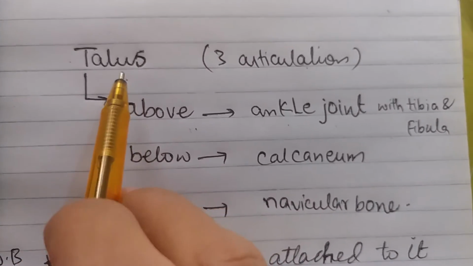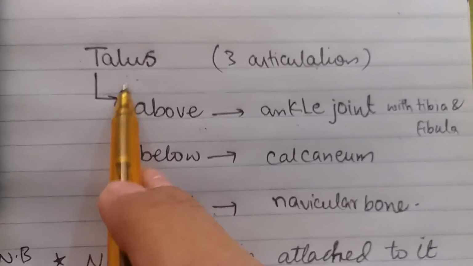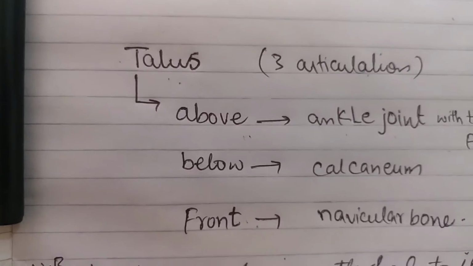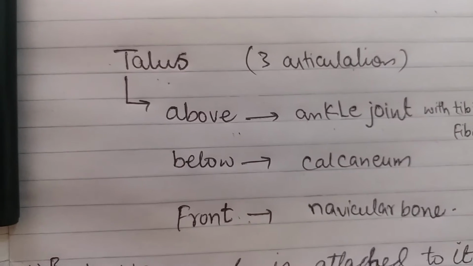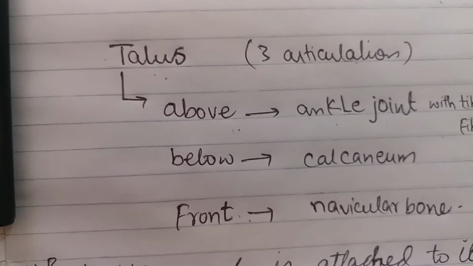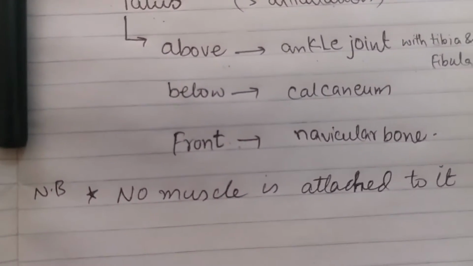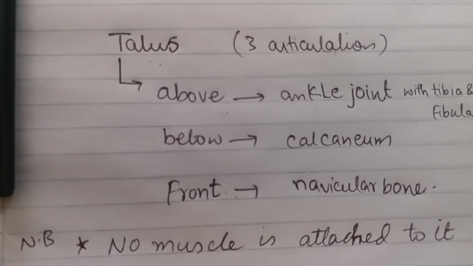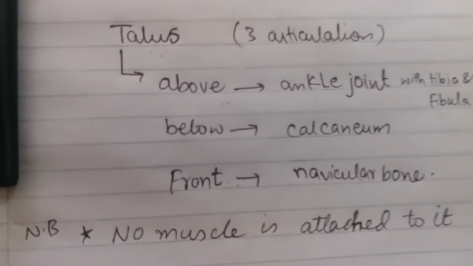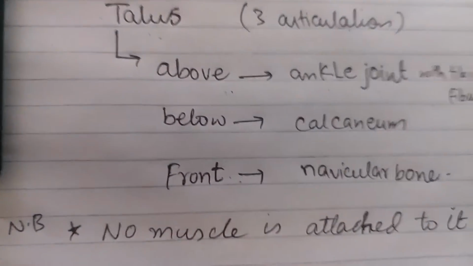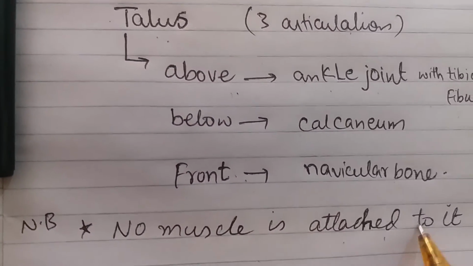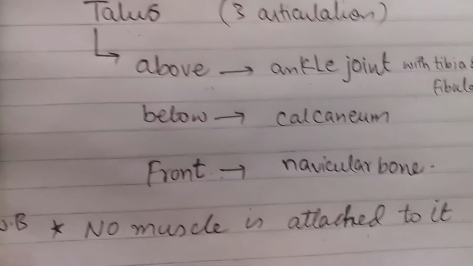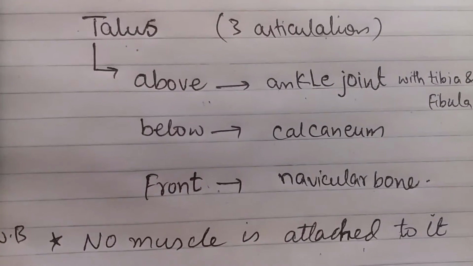And the main thing about talus is that which always comes in MCQs, or the people ask you in the viva also: which bone of the foot has no muscle attachment? So it's talus. Talus has no muscle attachment, but it has ligamental attachment, right? So you need to remember this, right?